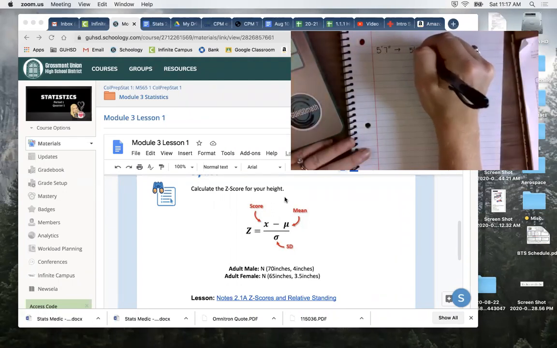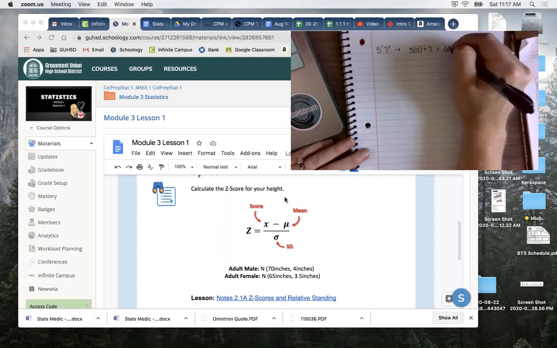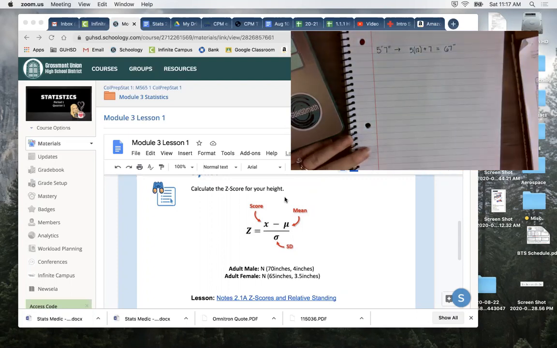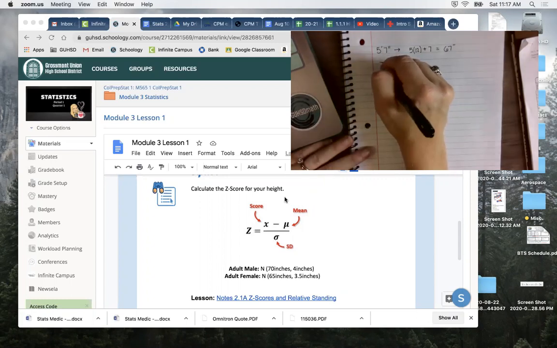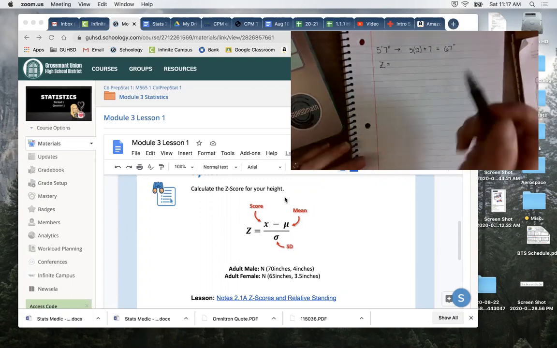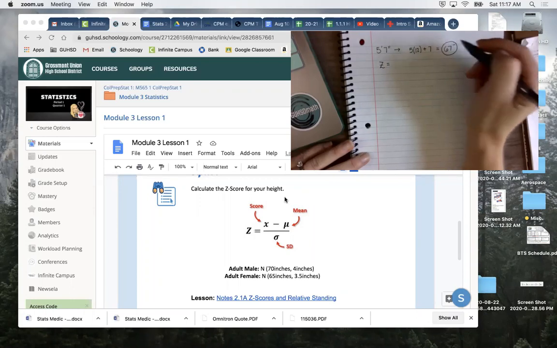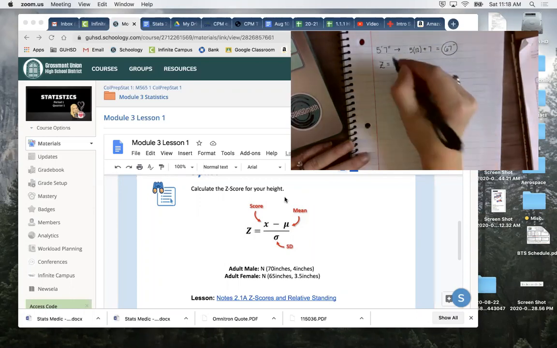So 5 times 12 inches, and then I'm going to add the 7 inches. I have that I am 67 inches tall. That's the first step. After that, to calculate a z-score, I have the formula there, but really at some point you should probably know this because you understand the concept. I'm trying to calculate how far away I am from the mean, how many standard deviations I am away from the mean. So the first thing I have to do is take my distance from the mean.